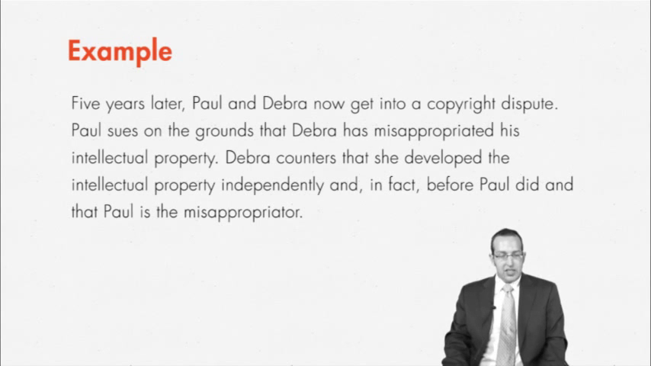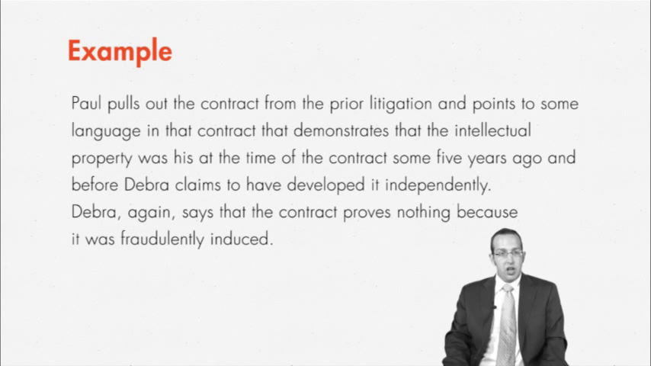Paul sues on the grounds that Deborah has misappropriated his intellectual property. Deborah counters that she developed the intellectual property independently, and in fact before Paul did, and that Paul is the misappropriator. Paul pulls out the contract from the prior litigation and points to some language in that contract that demonstrates that the intellectual property was his at the time of the contract, some 5 years ago, and before Deborah claims to have developed it independently. Deborah again says that the contract proves nothing because it was fraudulently induced.